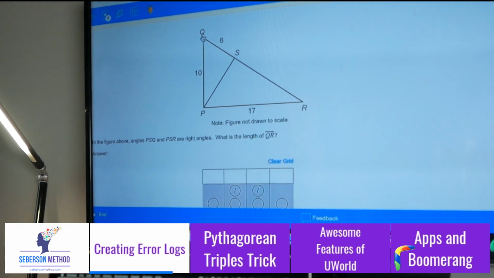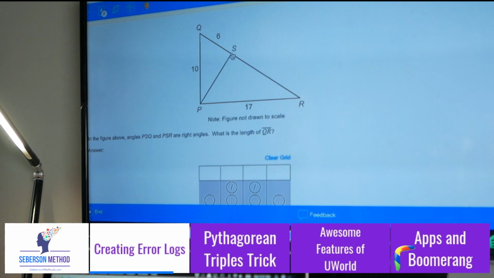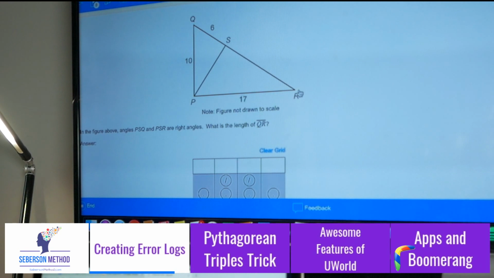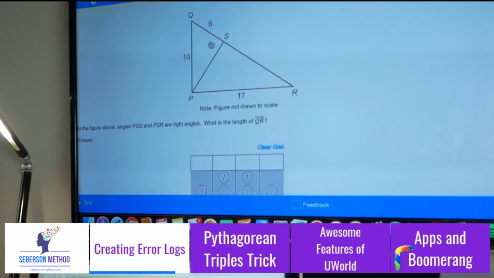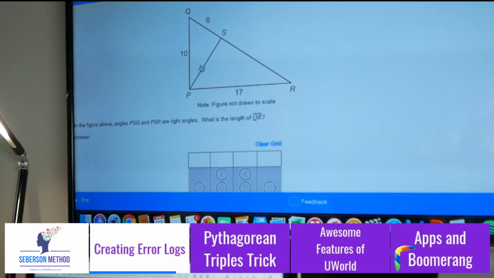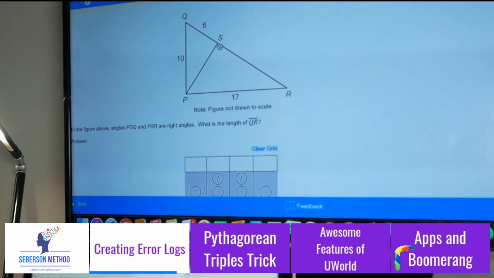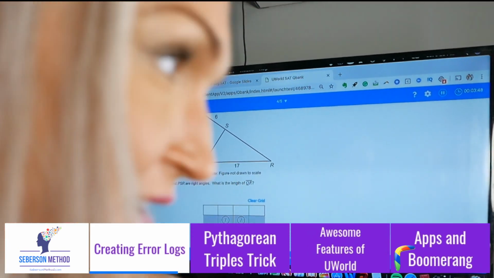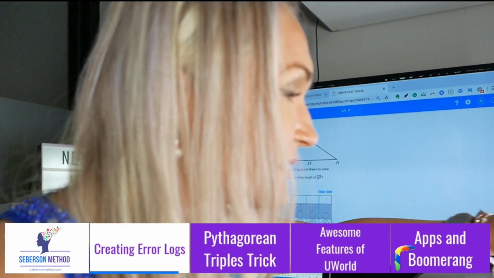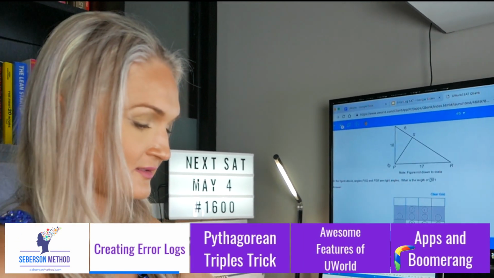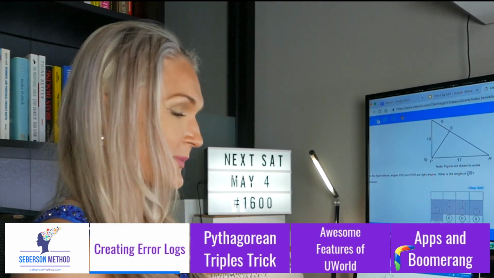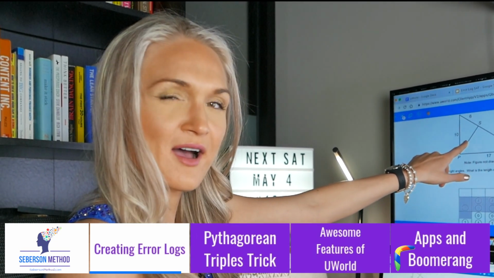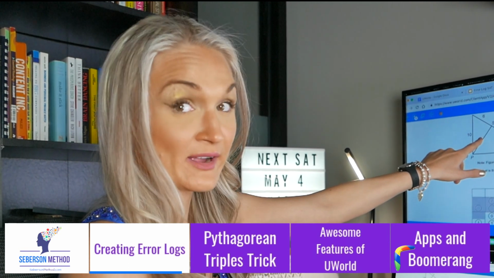All right, so what we know is that this part of QR is 6, and this is an unknown. Oh, okay, interesting. So this is a 90-degree angle. Can we find SP? Of course we can. Oh, by the way, we can use a calculator. I'm going to reach for my favorite friend, my calculator. So here's what I'm going to do. Oh, I actually know that this is 8 because of Pythagorean triples.